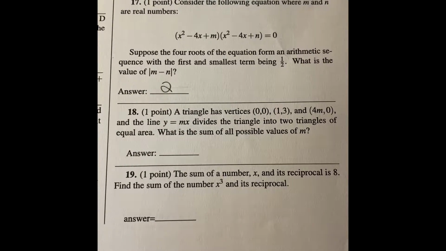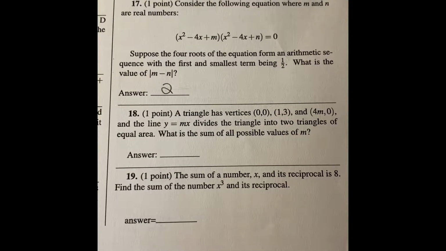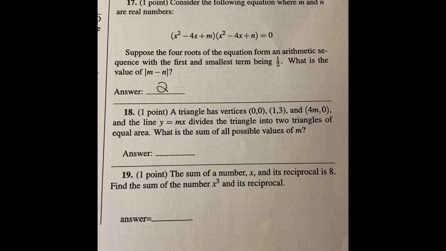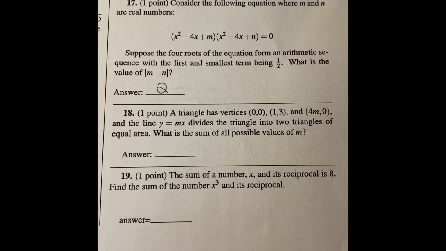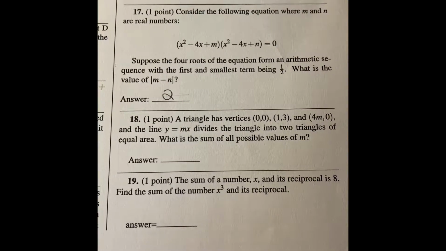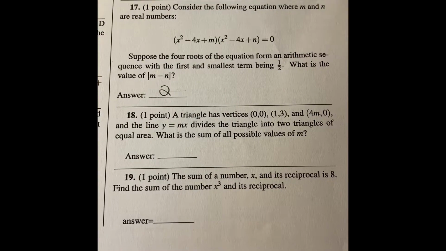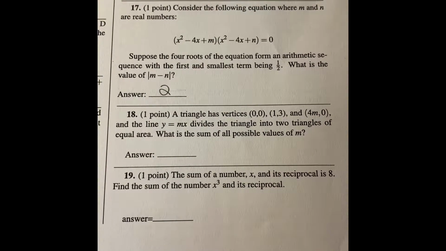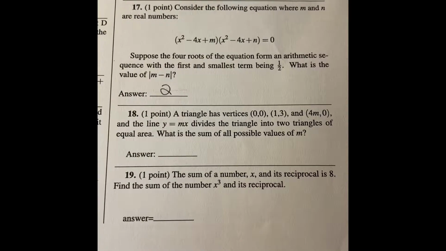So I have problem number 17 that says, consider the following equation where m and n are real numbers. The quantity x squared minus 4x plus m times the quantity x squared minus 4x plus n equals 0. Suppose the four roots of the equation form an arithmetic sequence with the first and smallest term being 1/2. What is the value of |m minus n|?